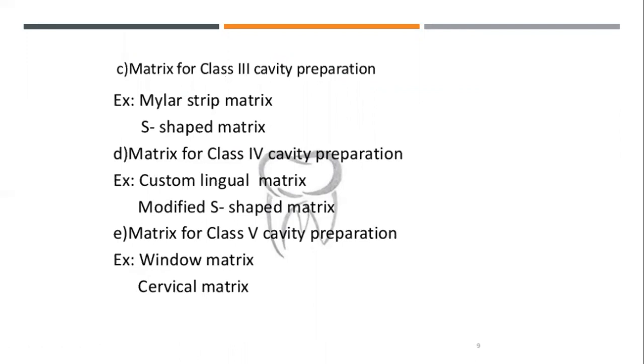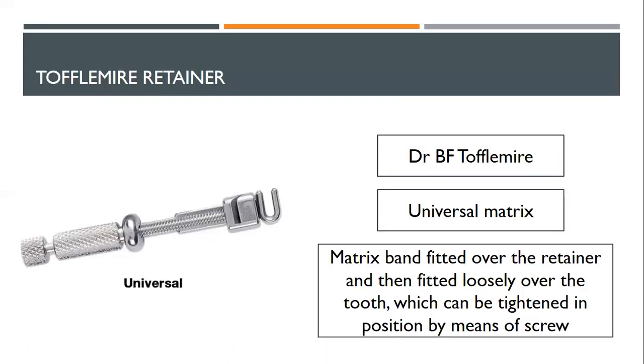For class 4 cavity preparation, we have the custom lingual matrix and the modified S-shaped matrix. For class 5 cavity preparation, we have the window matrix and the cervical matrix. Today we'll be discussing the three most commonly used matrix systems, which are most commonly used for class 2 restorations or MOD restorations.